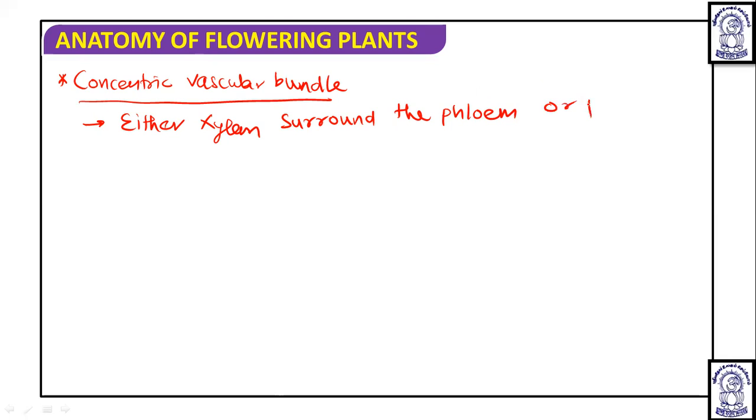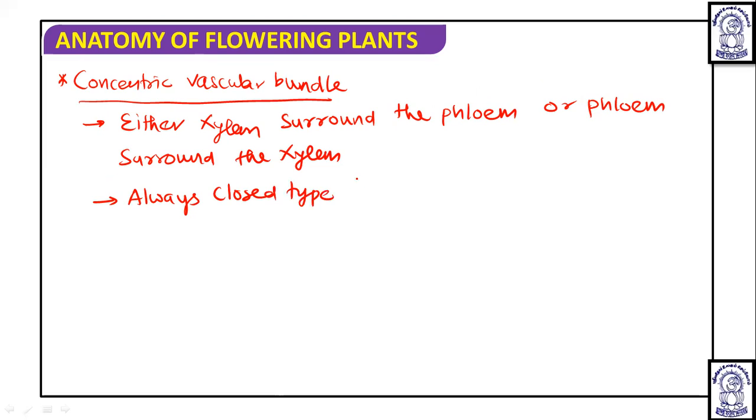or phloem surrounds the xylem. And these concentric vascular bundles are always of closed type, means vascular cambium is absent. Now, if we talk about this concentric vascular bundle, then they are of two types.